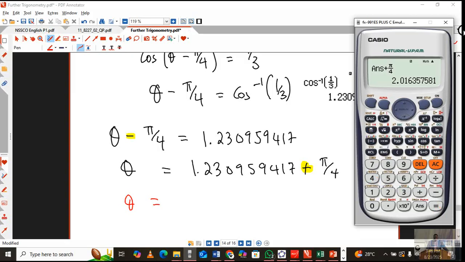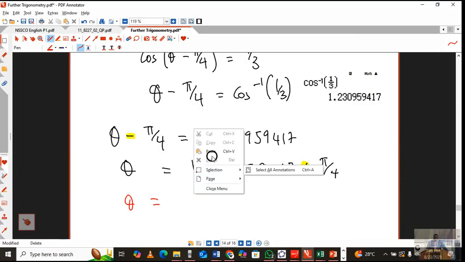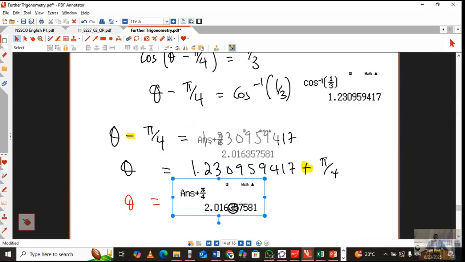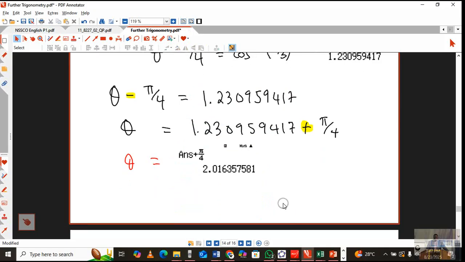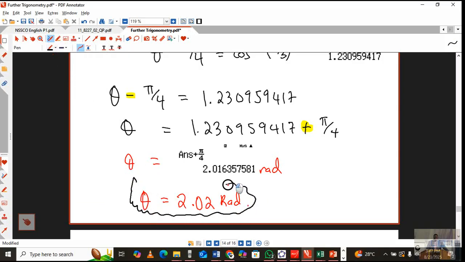I get a very long number here that I can also capture on the screen. You don't have that option of capturing the screen in the exams, but write it down and then give the correct degree of accuracy as specified within your exam paper. Since this is in radians, I'm going to give it to 3 significant figures. So that's 2.02 radians. That takes care of that part of the question, because we were supposed to calculate the smallest angle.